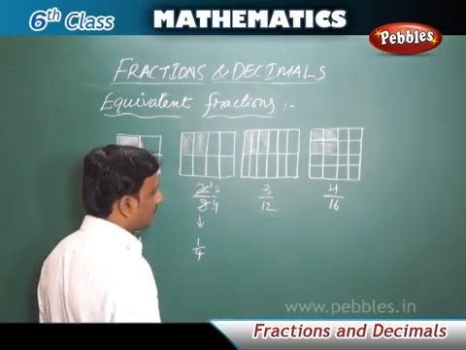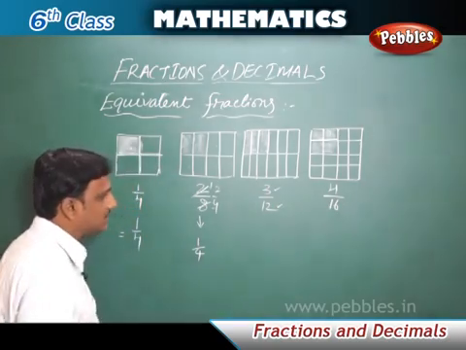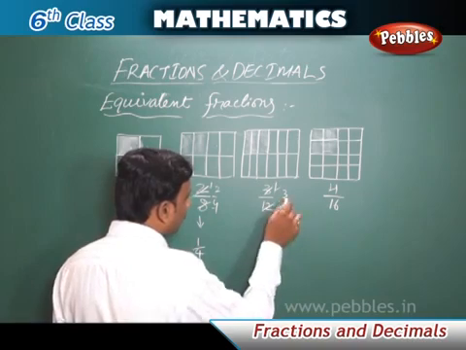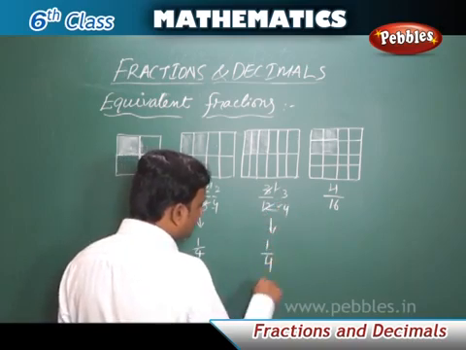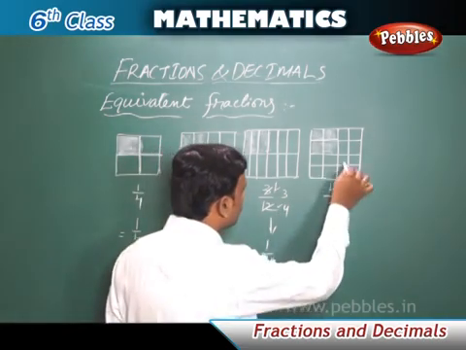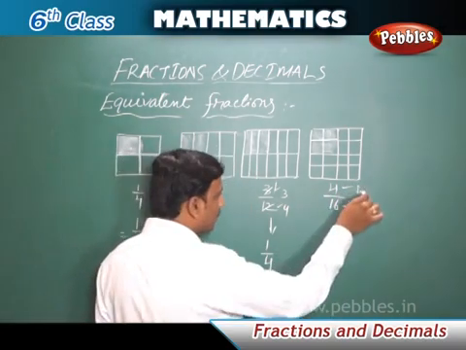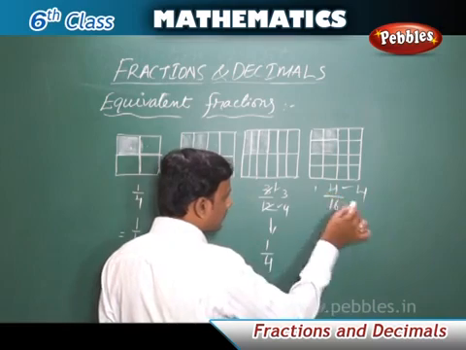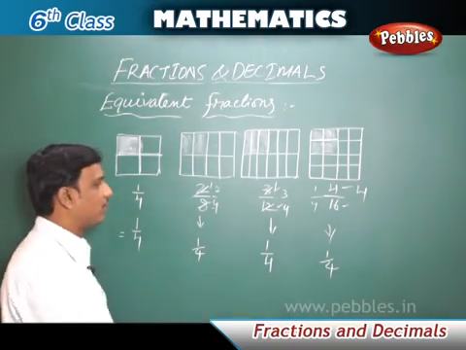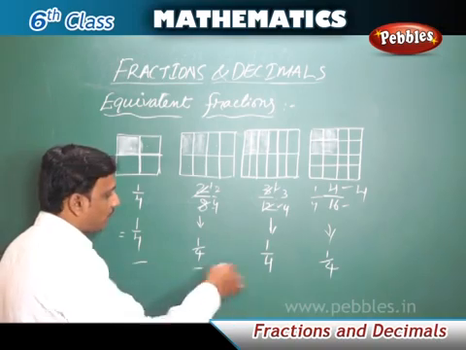Here 3/12. This numerator and this denominator are also divisible by one number, that is 3. So 1/4. In simplest form, this also becomes 1 by 4. And if we go to the next one, here this numerator and denominator are divisible by 4. 4 1s, 4 4s. So in simplest form, all these fractions are of same value, 1/4.